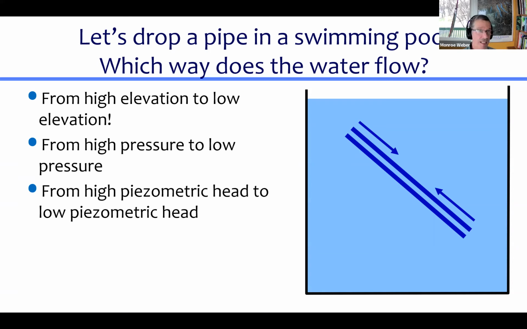So the actual explanation is that water flows from high piezometric head to low piezometric head. And so let's try that. I will make the case in the next slide. I'm going to use a new symbol, psi, and I'm going to stumble over it, that is the sum of the pressure divided by rho g plus the elevation.